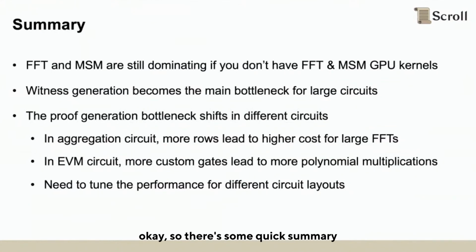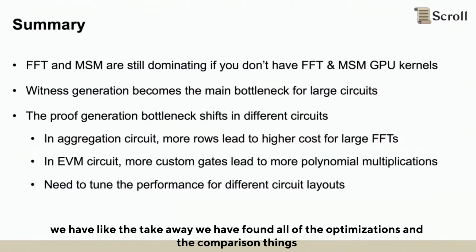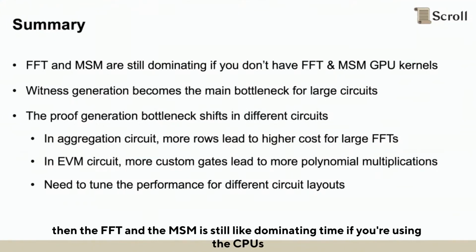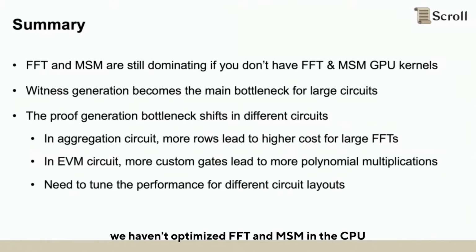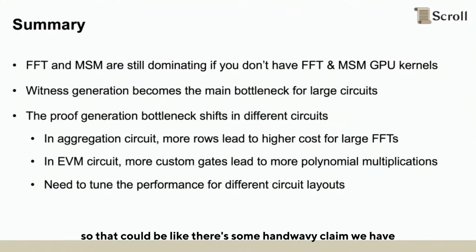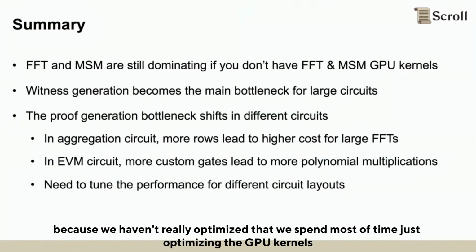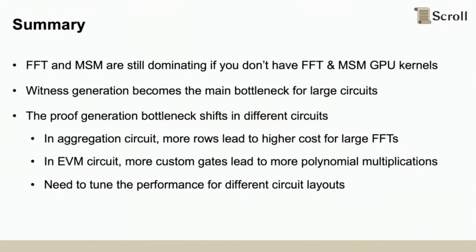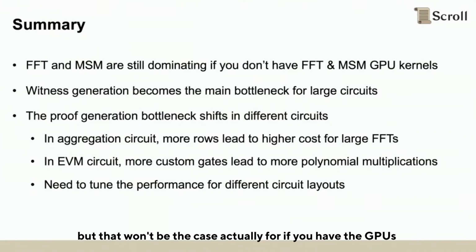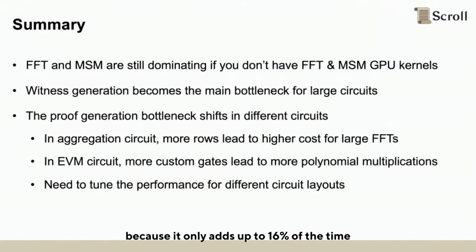Okay, so here's a quick summary of the takeaways from all of the optimization and comparison. The FFT and the MSM are still dominating the time if you're using the CPUs, although currently we're not sure. We probably haven't heavily optimized the FFT and the MSM on the CPU, so that's a hand-wavy claim, because we spent most of the time optimizing the GPU kernels. It could still be the case that FFT and MSM dominate if you don't use the GPU kernels, but that won't be the case if you have GPUs, because they only add up to 16% of total time.